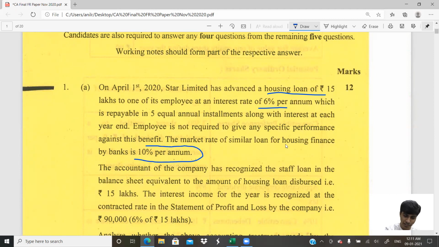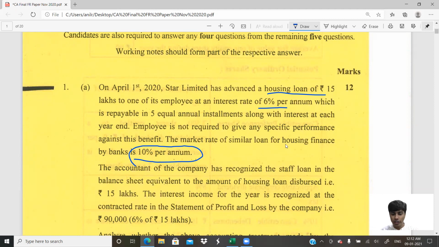This is where the question becomes interesting. According to the market, what exactly is the interest rate prevailing for housing loans? It is 10%. So when the company gives it to the employees at 6%, the company is giving some benefit to employees. So this, my friends, is an employee benefit. We have to remember Ind AS 19, employee benefits. Not just there. We have to go further to Ind AS 32 and Ind AS 109 because this becomes a financial asset which is supposed to be recorded at fair value.